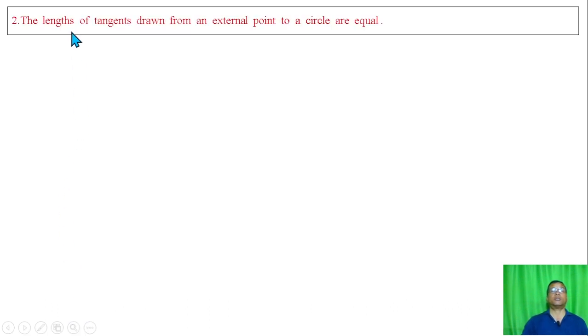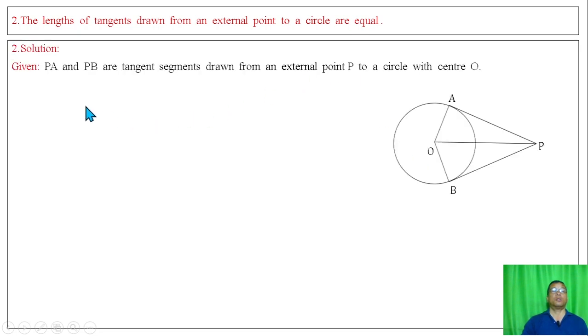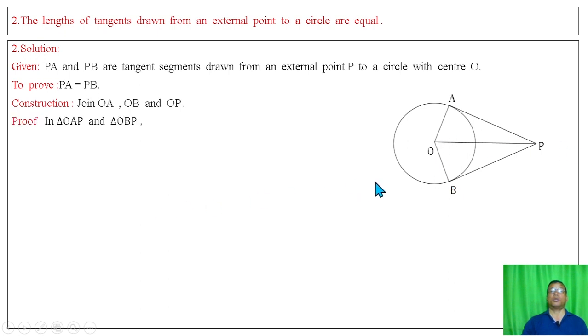Theorem 2. The lengths of the tangents drawn from an external point to a circle are equal. Given: PA and PB are tangent segments drawn from an external point P to a circle with center O. To prove: PA equal to PB. Construction: Join OA, OB, OP. Proof.